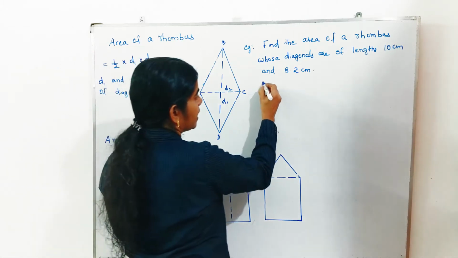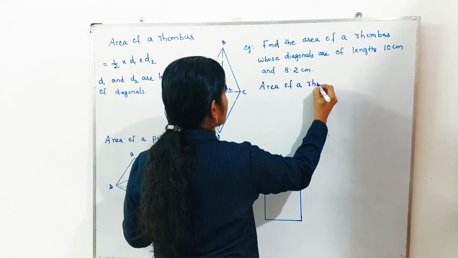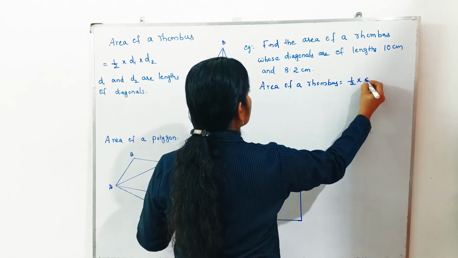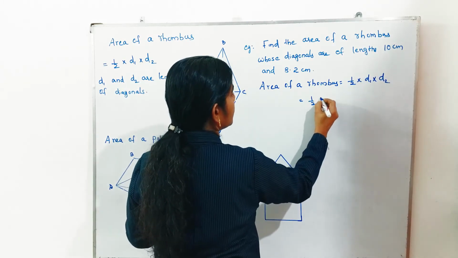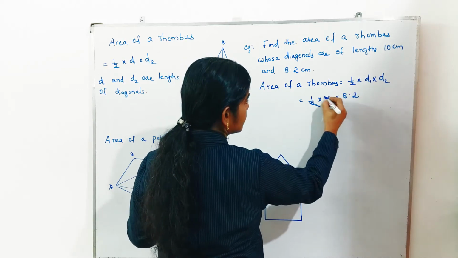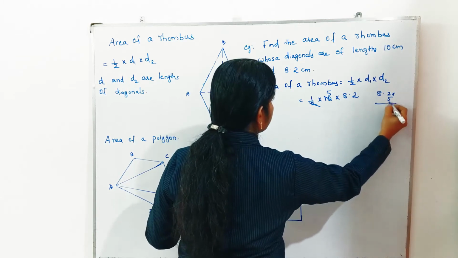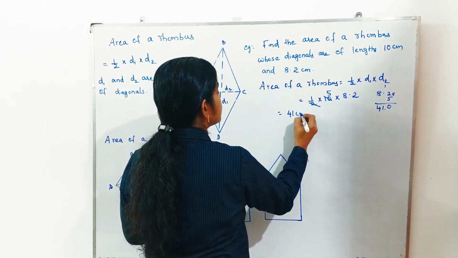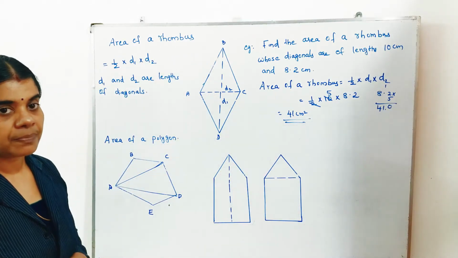First we can write the area of a rhombus is equal to half into D1 into D2, that is equal to half into 10 into 8.2. We can cut this by 5, then 8.2 into 5, that is 41. 41 centimeters square will be the area of this rhombus.